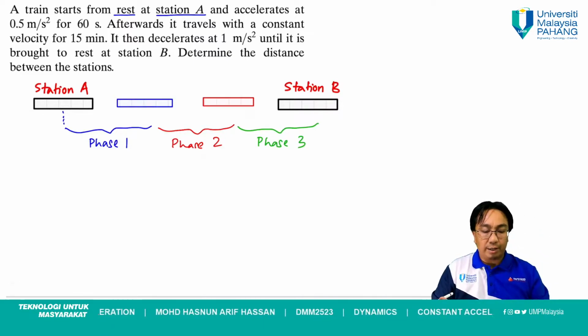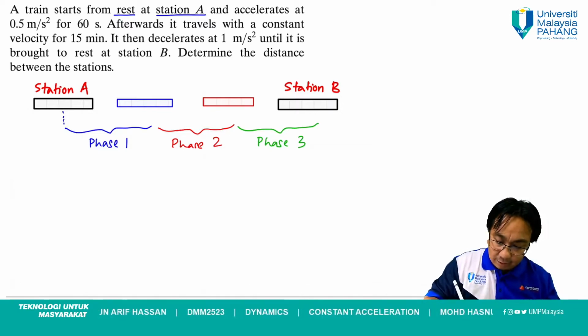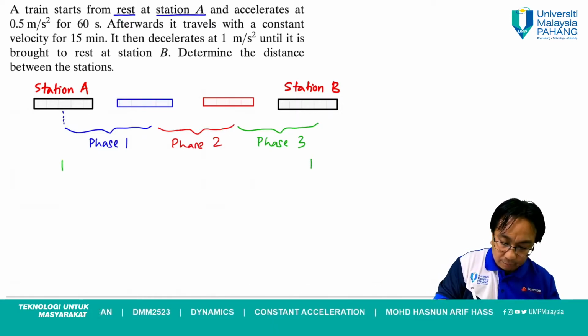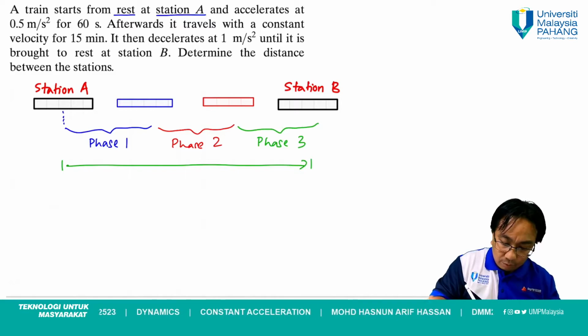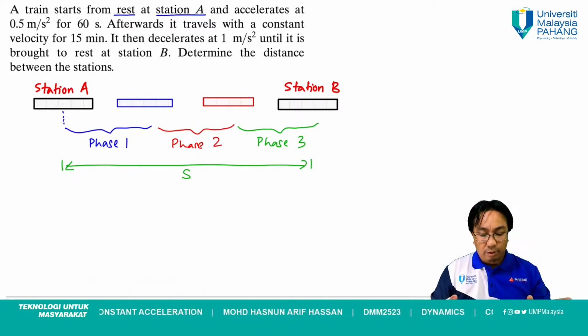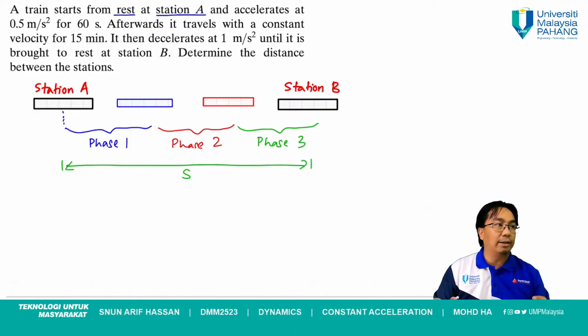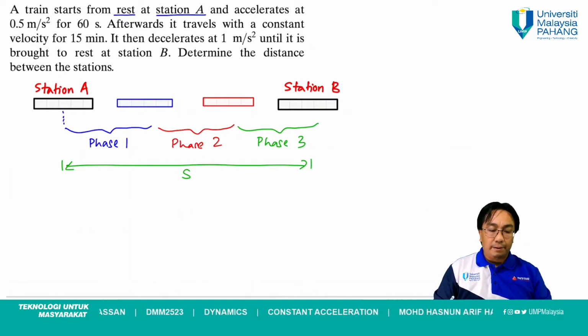Okay. Apa soalan dia tanya? Soalan dia tanya is, what is the distance from here to here? Dia nak tahu S. Berapa displacement? How long, how far the train has travel? Itu soalan dia yang dia nak tahu. Okay.